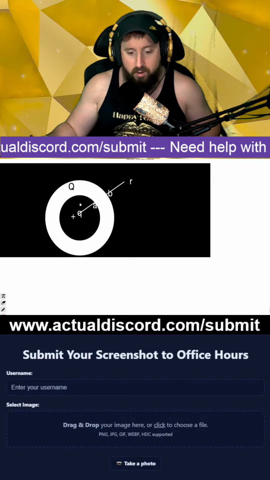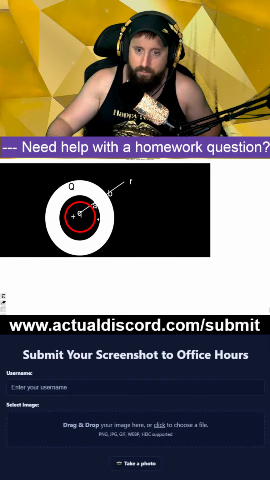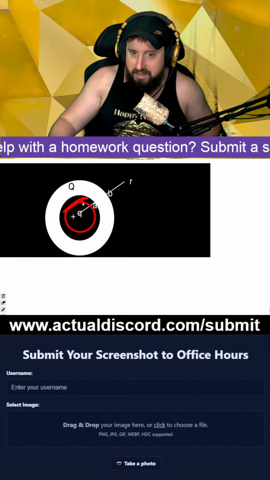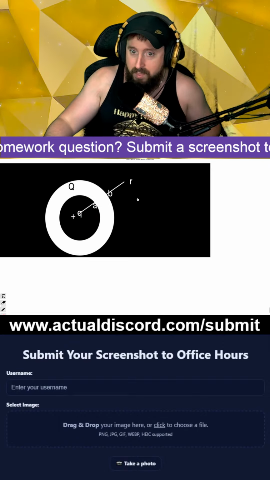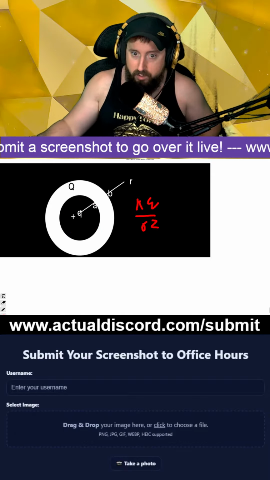Also, just while I'm on that topic, if you were finding the electric field inside here, then it's just K little q over r squared, because now you're only enclosing the little q.